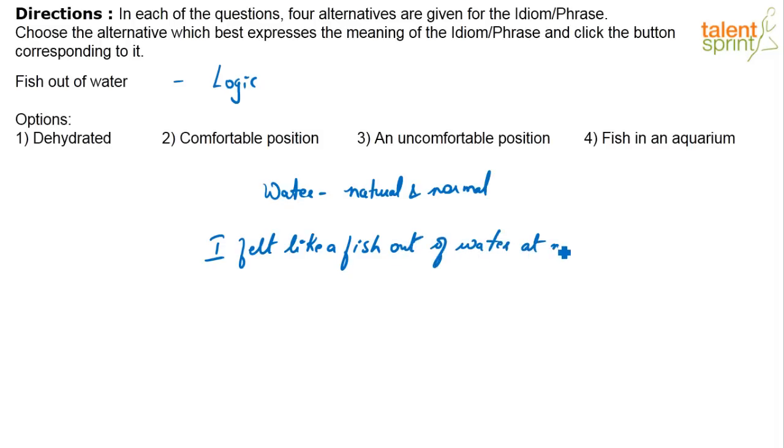at my new workplace. Right? Which means I felt uncomfortable because I don't know anybody there. It's a new environment for me. So likewise, the environment that you're shifting the fish from water to something else that it is not comfortable with, obviously an uncomfortable position, right? So here you're just applying logic and arriving at the answer.